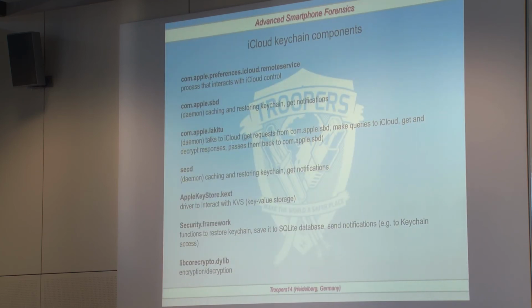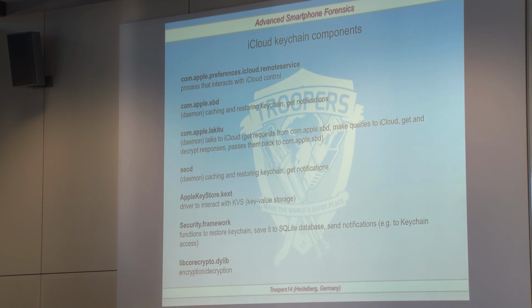And here is the description of the components. There is a process remote service which interacts with the iCloud control panel. Then there is an SBD daemon, which is caching and restoring the keychain, and also it receives the notification on the iCloud Keychain updates when the updates are happening on the other devices. Then the Apple service is sending notifications to all the devices this keychain is set up on.